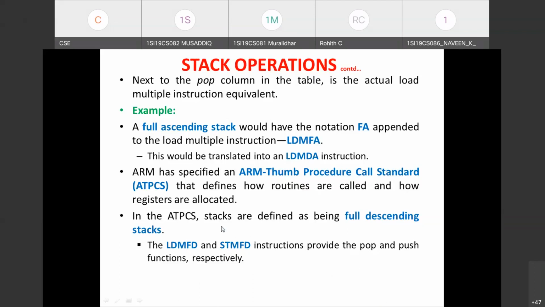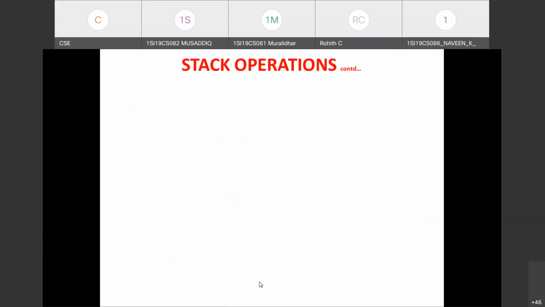So as per this ATPCS, how actually are the stacks defined? It is defined as being full descending stack, meaning to perform pop operation, it is the LDMFD instruction that can be used, and for performing the push operation, it is the STMFD instruction that can be used. So to make you understand how full ascending, full descending, empty ascending and empty descending stacks work, I've made a few slides.